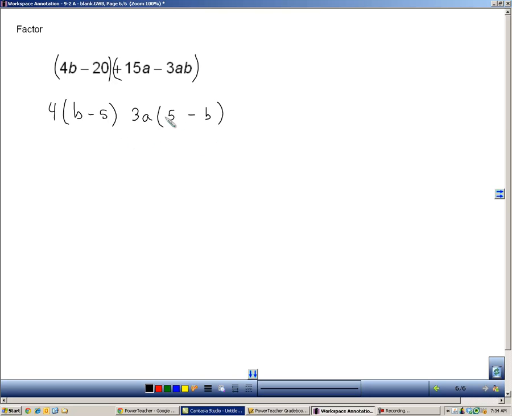So what I'm going to do instead is take out a negative 3a, and that way I can leave this b as a positive b, put it in front, and then make this 5 a minus 5. So b minus 5 comes out, factors out, and I'm left with 4 minus 3a.